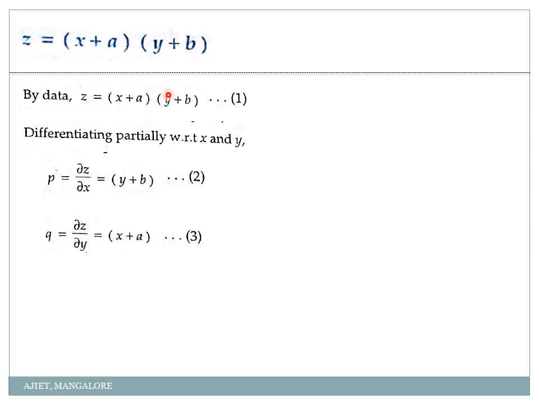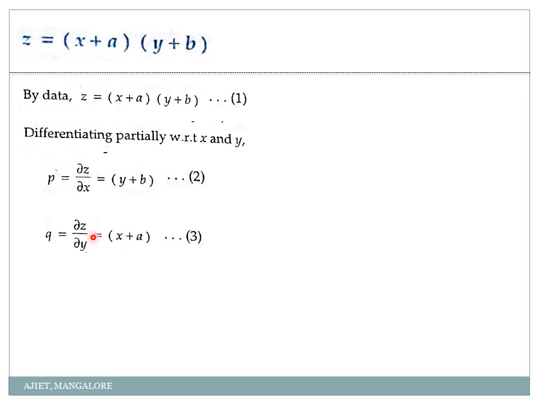So y is here. Differentiation of y is 1 and b is 0. So x plus a is a constant which is multiplied to y. So it is x plus a into 1. Okay. So we got the differentiations. Now how can I eliminate? See, eliminating means I need to remove that a and b, right?